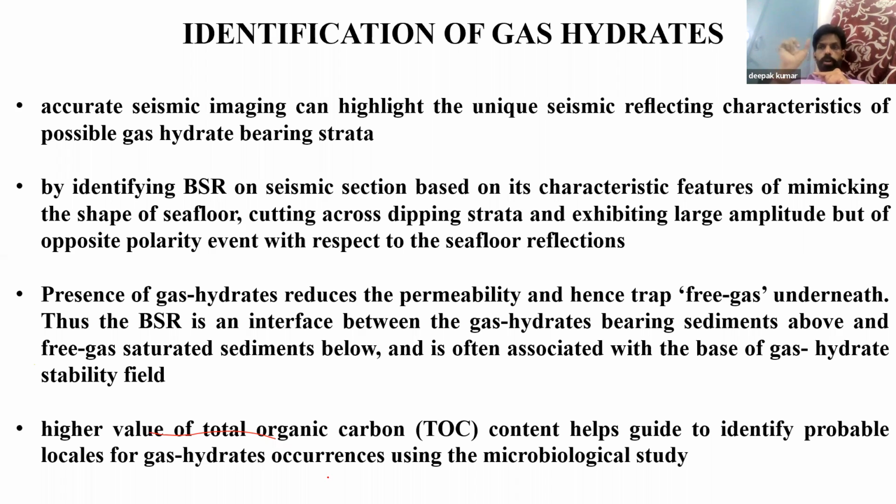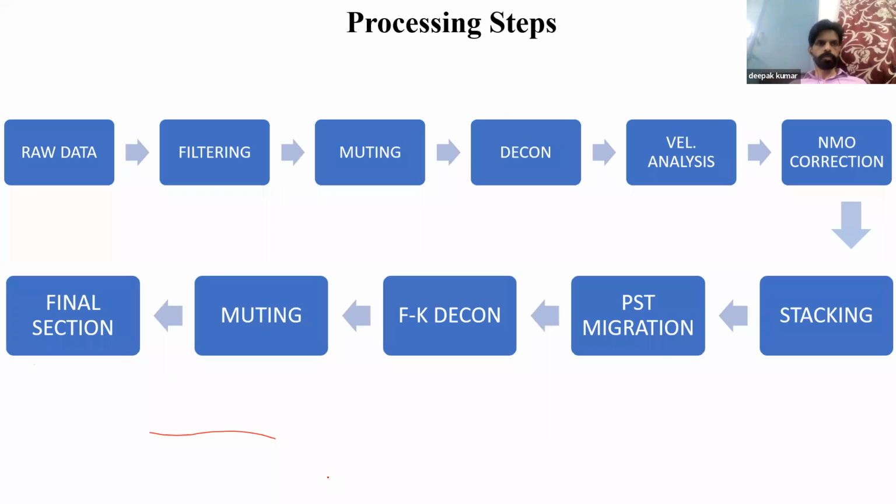So that is called a bottom simulating reflector. If we find a reflector which is mimicking, aping or copying the seabed, that means that particular layer has gas hydrates, and gas hydrates are always associated with higher reflectivity. That is because of the presence of gas hydrate, natural gas. The processing steps I have already discussed earlier, so I'm not going to talk about them again here.